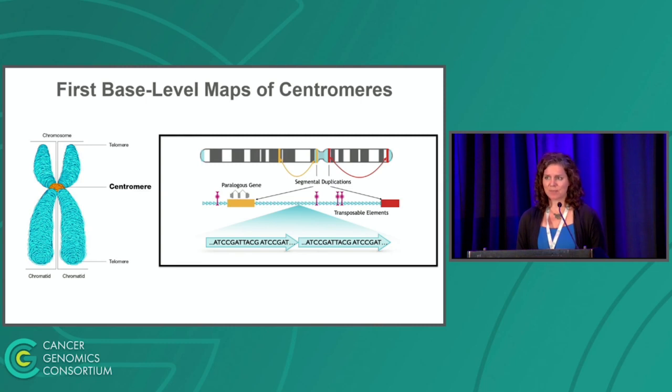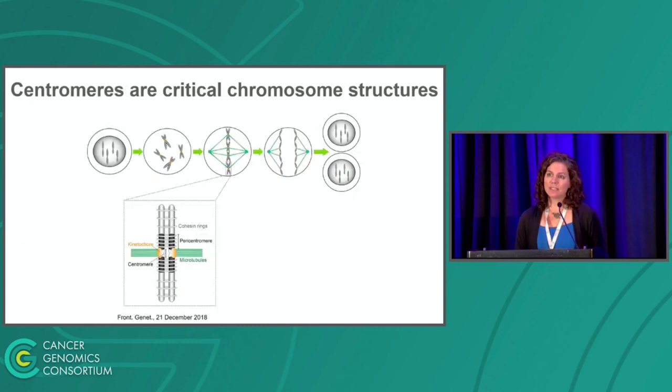Now, as I introduced on my first slide, these are kind of like a kingdom of repeats, with tandem repeats and segmental duplications and TEs. And so it was really a fun project to understand the nature of the satellites and their organization in these regions. The reason why it's interesting and a fun project is because we know that these regions are critical for life. They're critical chromosome structures.